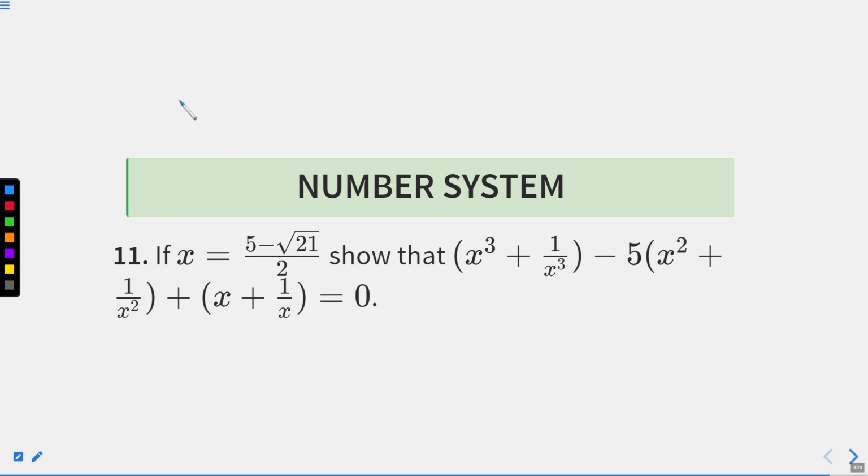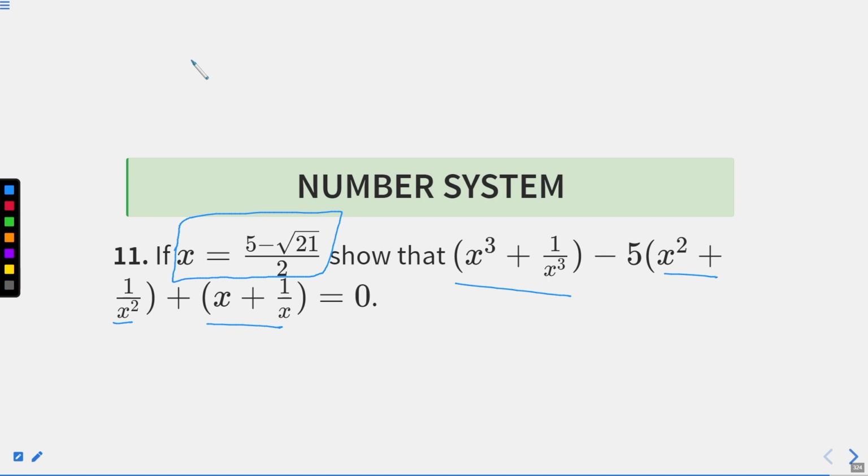Let's see what this question wants us to do. First, please read the question carefully. Here x is given in this form and we have to show that x cube plus 1 by x cube minus 5 times of x cube plus 1 by x square plus x plus 1 by x is 0.